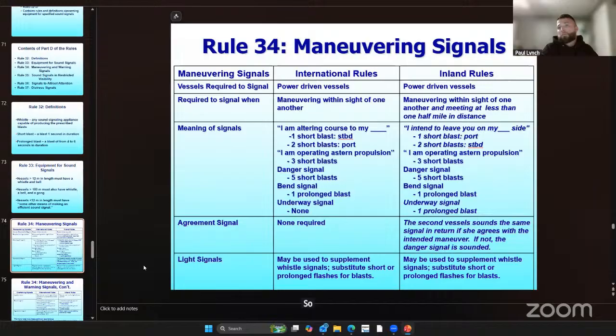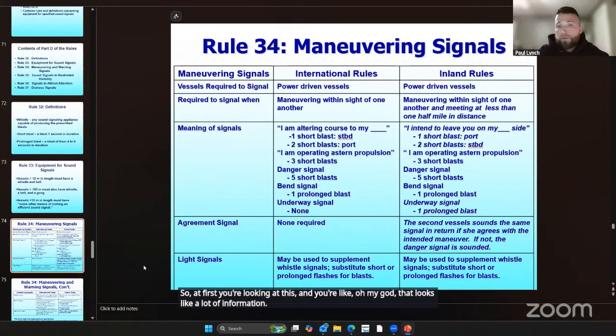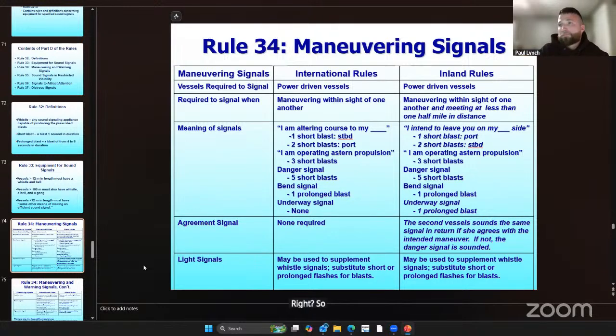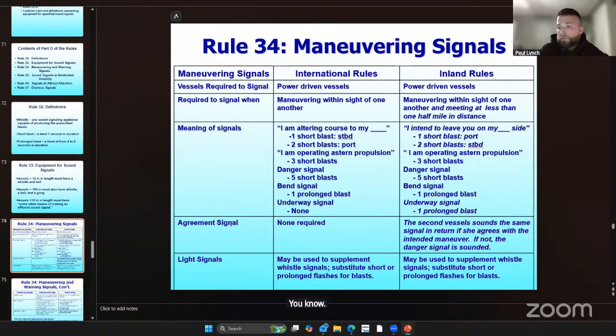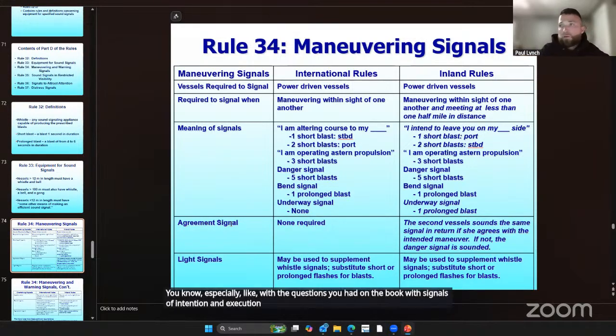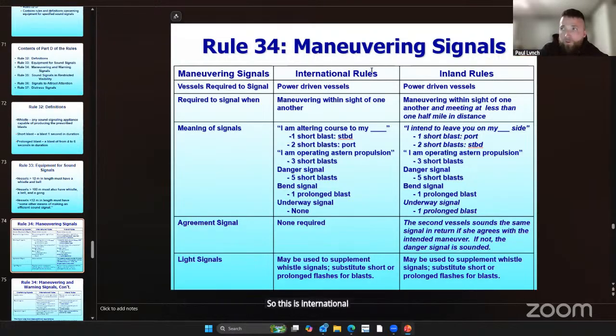So at first you're looking at this and you're like, oh my God, that looks like a lot of information, right? So I'm going over this now because I just want to introduce you to this. Then when I show you this again, especially with the questions you had in the book with signals of intention and execution, this is where you're really going to see it. So this is international rules of the road and inland rules of the road.